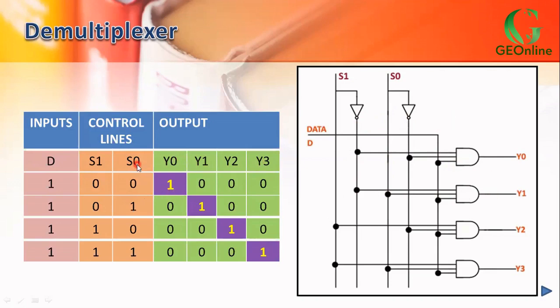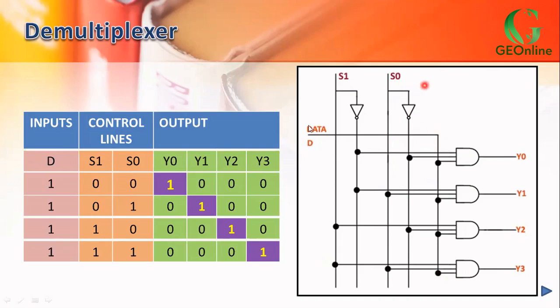Third case, S0 is equal to 0. We are connecting it with NOT gate. S1 is equal to 1. We are directly connected to the third AND gate. Last case, S0 is equal to 1, directly connected to the last AND gate. S1 is equal to 1, directly connected to the last AND gate. Then input data is connected to all AND gates.